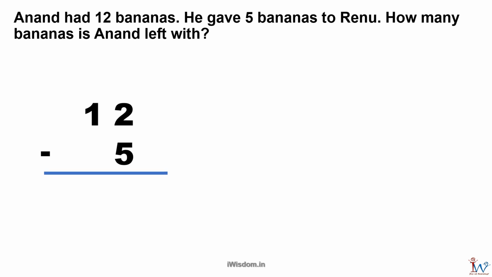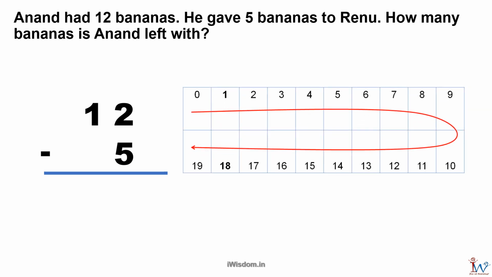Now solve the same problem using the number line. I take the number line. I mark the larger of the two numbers, 12, on the number line. Then I jump backwards 5 times. I land on number 7. So number 7 is the answer.